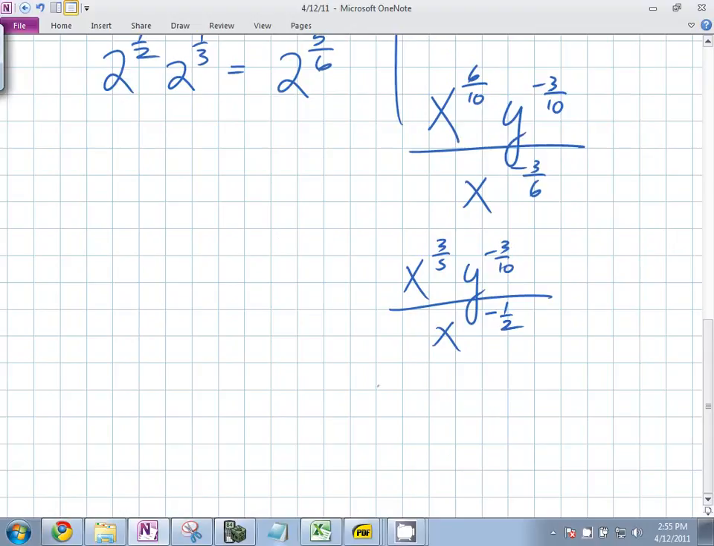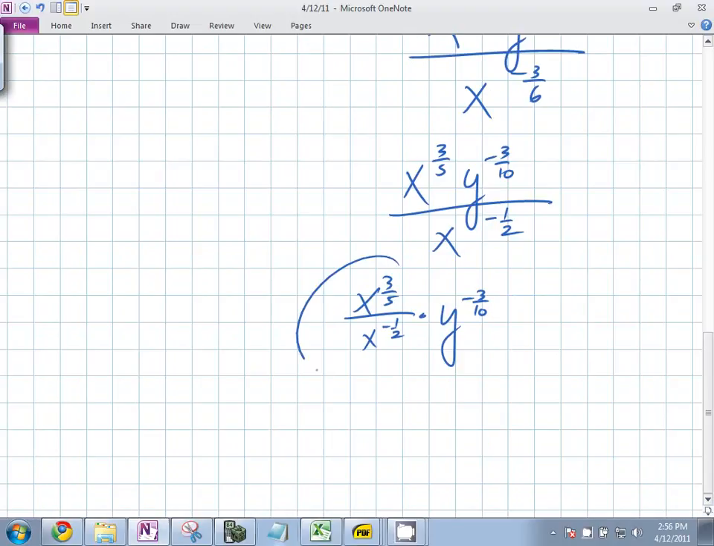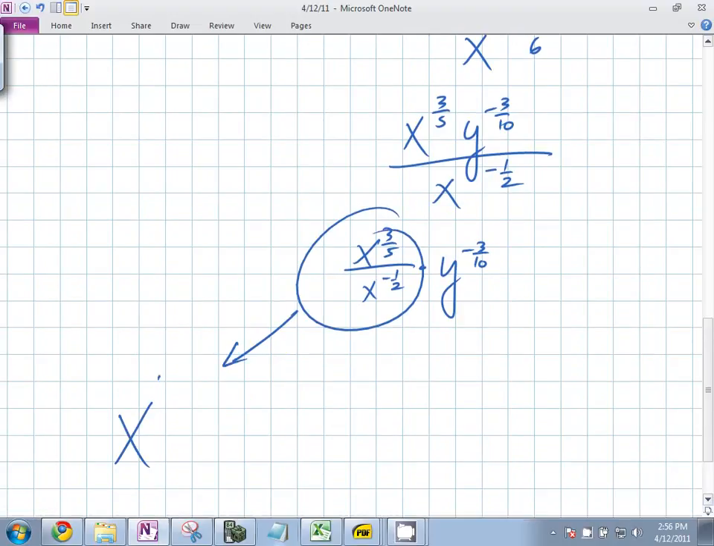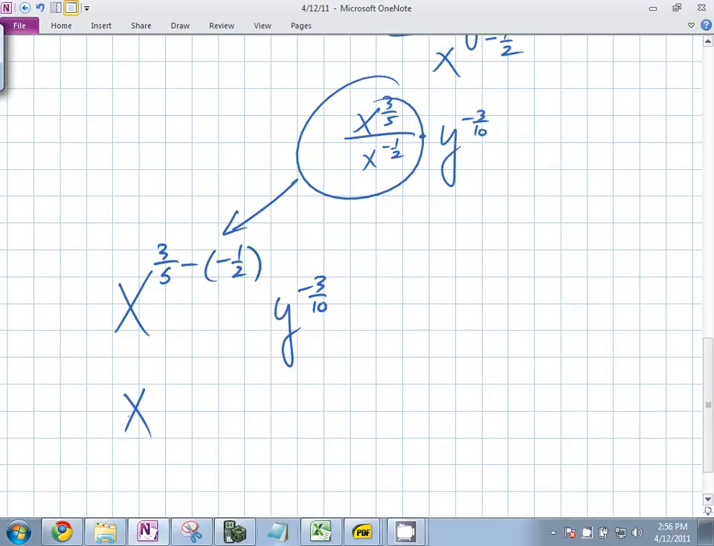So then you can do x to the 3/5 over x to the negative 1/2 times y to the negative 3/10, sorry. Okay, so then what do you do with powers of powers? What does that become? To the 3/5 minus negative 1/2, right? Times y to negative 3 over 10. So that's going to be x to the what power? 11/10 over y to the 3/10 because it's the negative power.